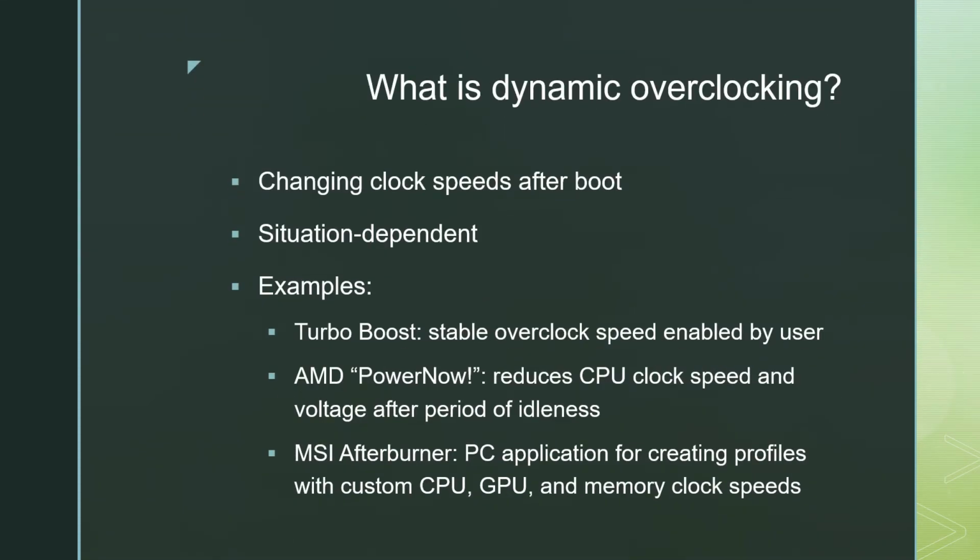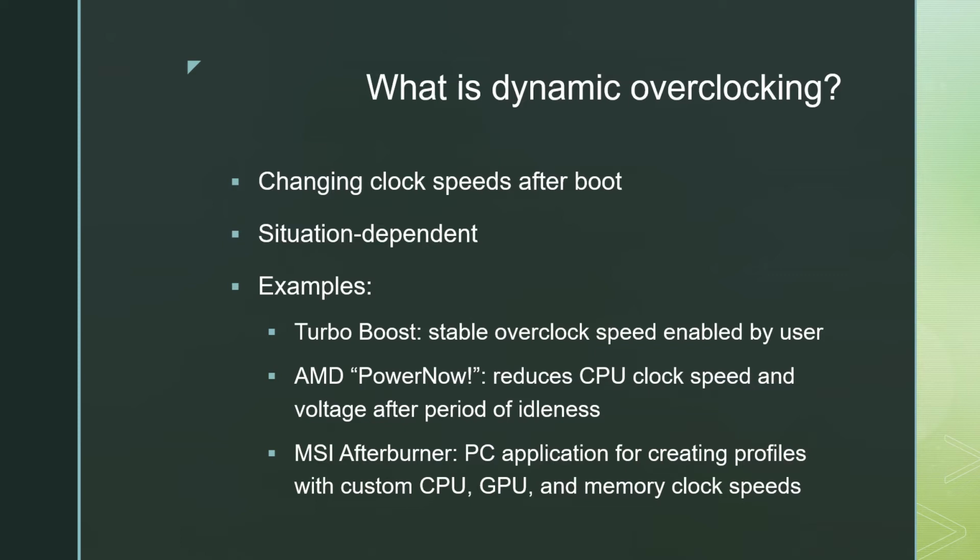This is exactly what it sounds like. While static overclocking required you to set the clock speeds at boot, dynamic overclocking can be changed anytime after. It is situation dependent, either being changed by the user or by some condition that the computer is looking out for. One example is turbo boost, which is a common name that manufacturers give for a stable overclock speed that they provide, which the user can enable at any time. It provides more speed and slightly higher temperatures, but overall doesn't reduce the lifespan of the component much, so those manufacturers are okay with giving it out.